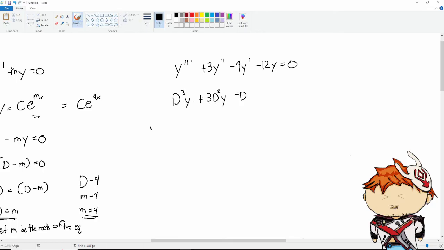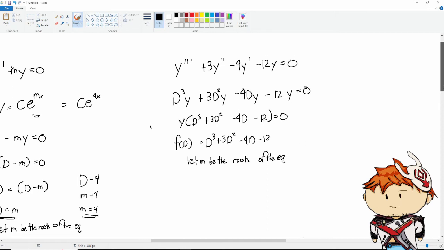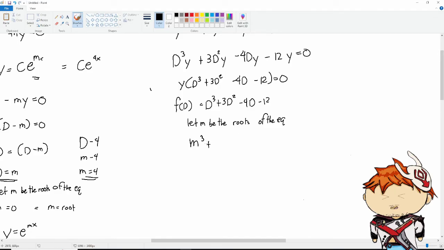Convert into differential operator: D cubed y plus 3D squared y minus 4Dy minus 12y is equal to 0. Separate y: D cubed plus 3D squared minus 4D minus 12 is equal to 0. Determine the polynomial. Let m be the roots of the equation. So we can substitute: m cubed plus 3m squared minus 4m minus 12.